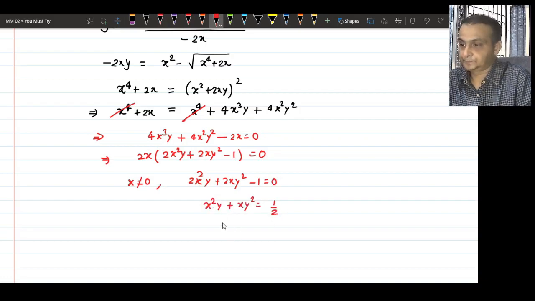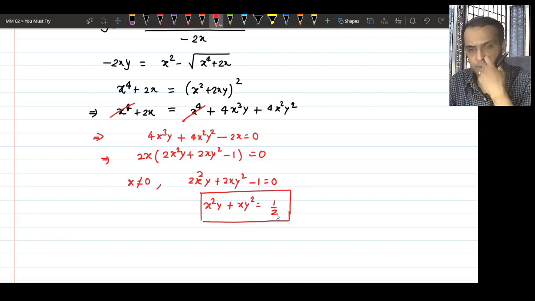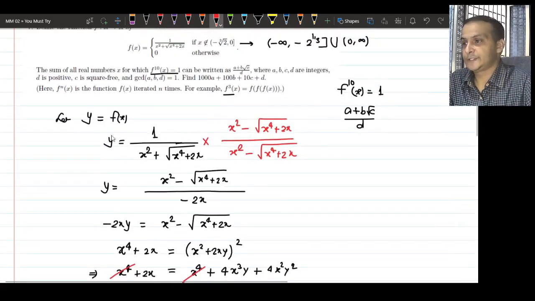And this is actually a symmetric equation in terms of x and y. What is the meaning of it? You notice that y was f(x). It means if I solve it back for y, I should get the equation from where I started. Correct or not? It should be.